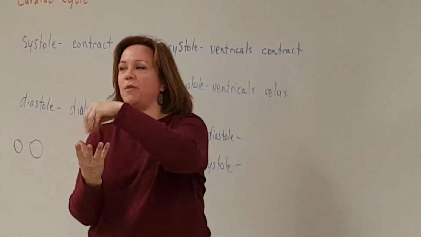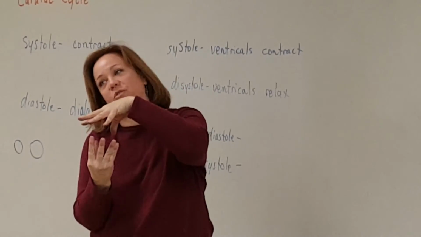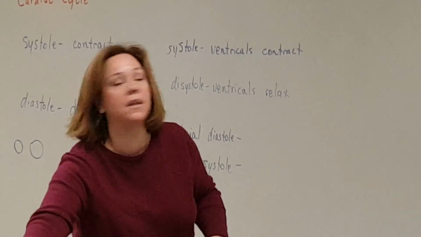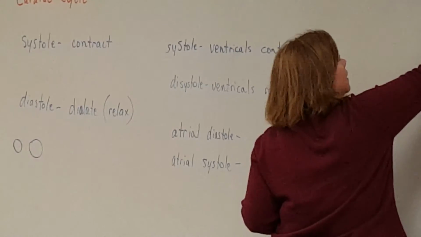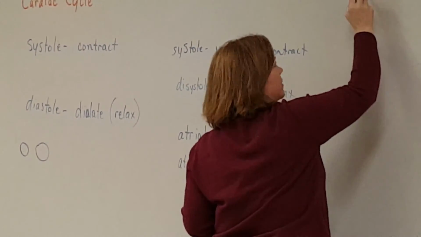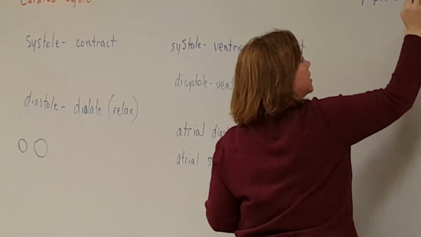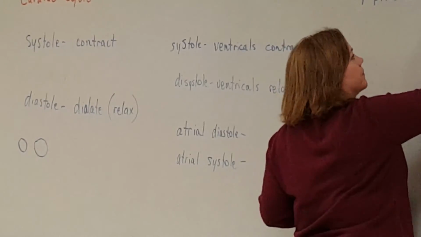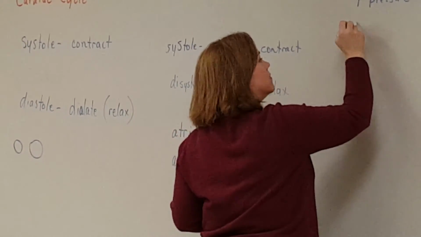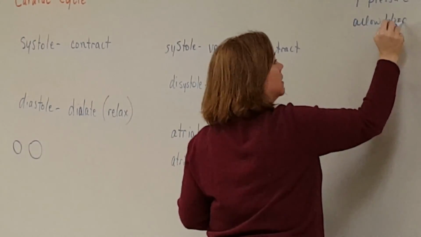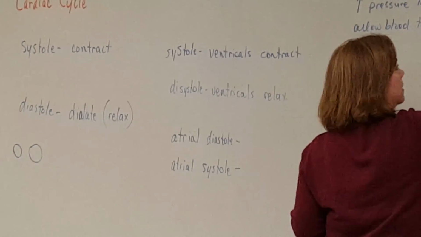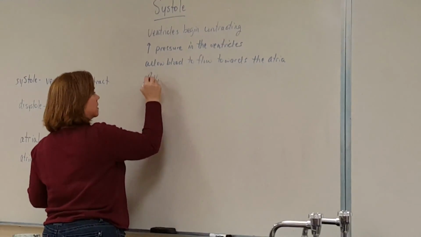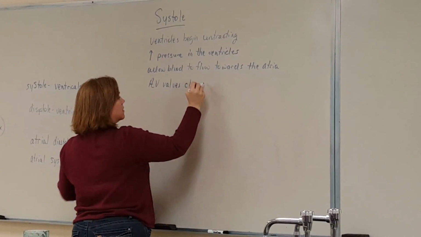This does not go nearly as fast as your heartbeat does. We're going to slow it down and say your ventricles begin their contraction and they increase the pressure. So here we go, systole. Ventricles begin contracting. What does that do to the pressure in your ventricles? It increases the pressure in the ventricles. That is going to allow the blood to flow towards the atria. Is that backflow? Yeah, it is. So what's going to happen to your AV valves? They close. AV valves close.